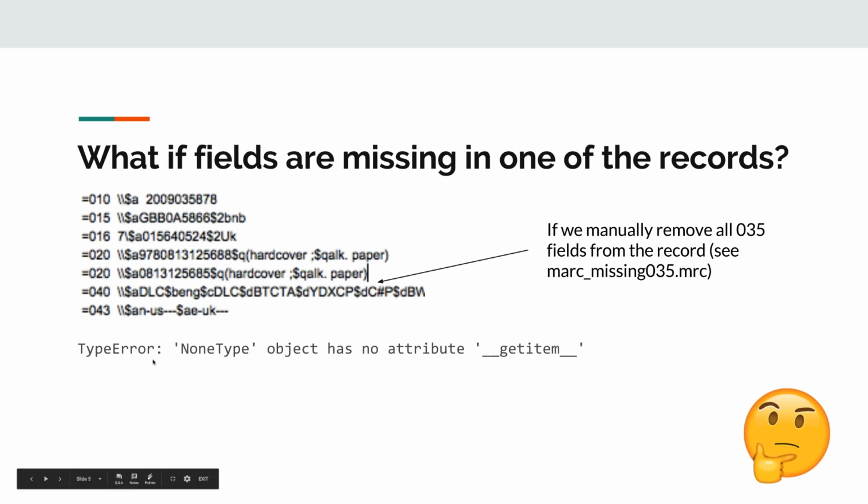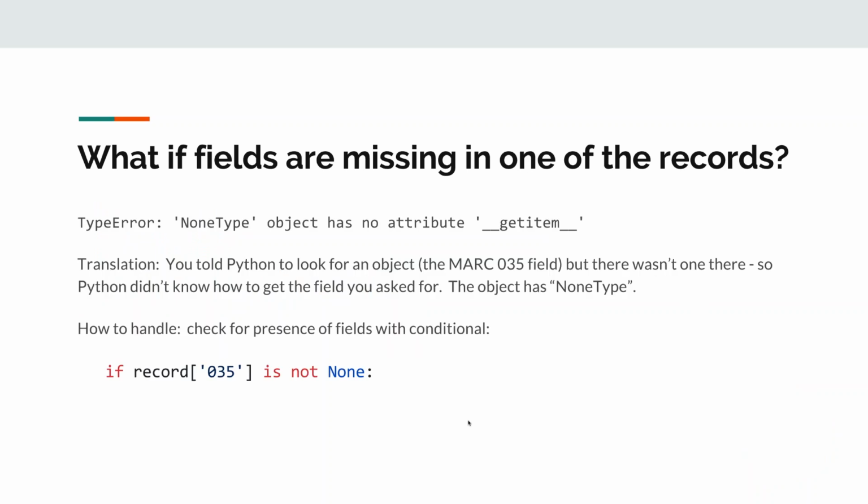You would see this very unhelpful type error: NoneType object has no attribute __getitem__, which I'm sure sounds completely meaningless. But what's happening is essentially Python looked for a field that doesn't exist. You told Python to go look for an object, the MARC 035 field, but there wasn't one there. So Python didn't know how to get the field that you asked for. The object doesn't exist, so it doesn't have a type. So there is some logic to that error. It is actually telling you what the problem is, but it might seem like an incomprehensible error.